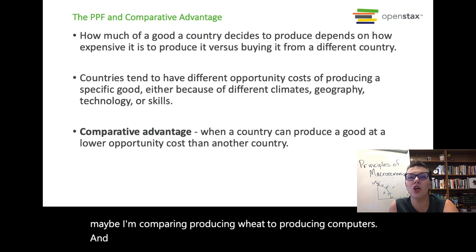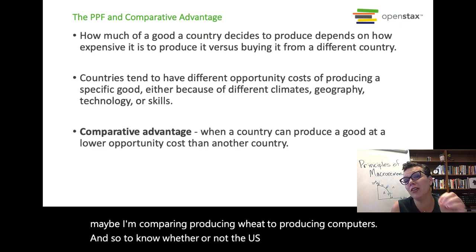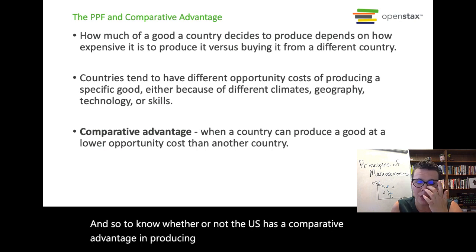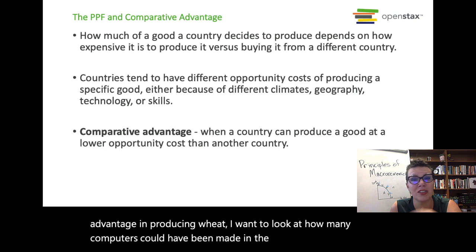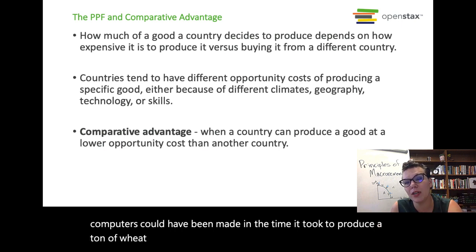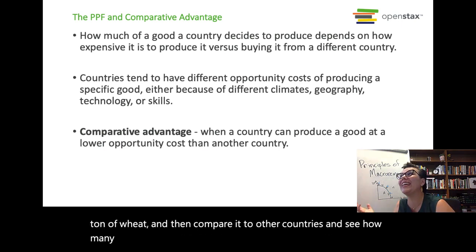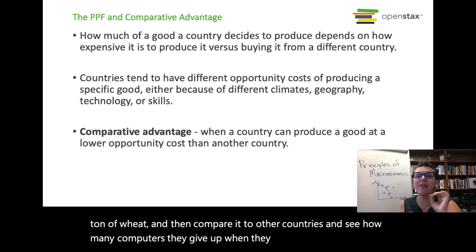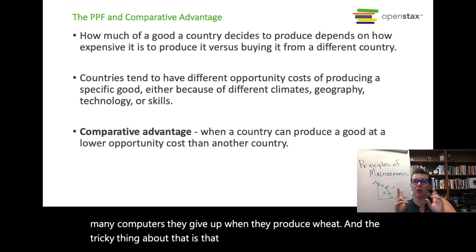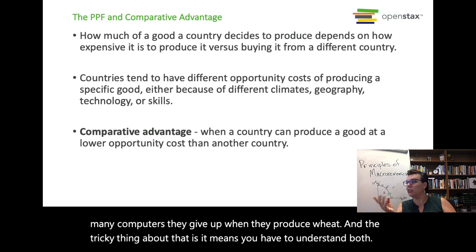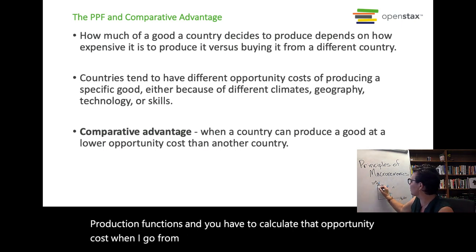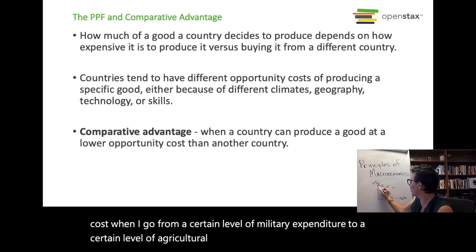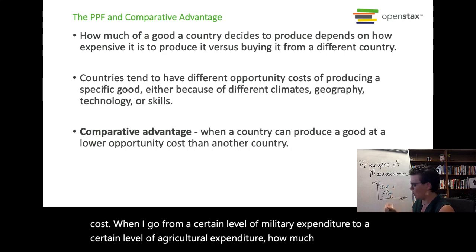And so to know whether or not the U.S. has a comparative advantage in producing wheat, I want to look at how many computers could have been made in the time it took to produce a ton of wheat, and then compare it to other countries and see how many computers they give up when they produce wheat. And the tricky thing about that is it means you have to understand both production functions, and you have to calculate that opportunity cost. When I go from a certain level of military expenditure to a certain level of agricultural expenditure, how much am I giving up?